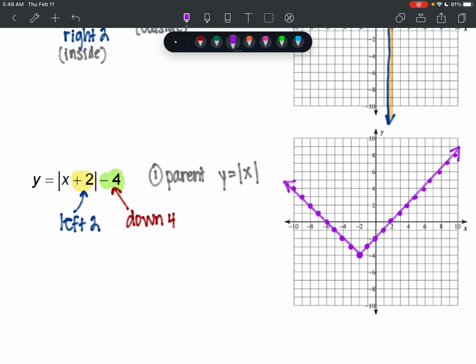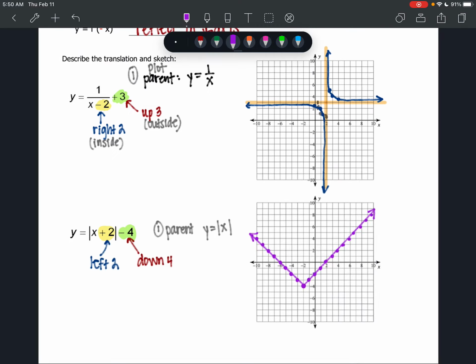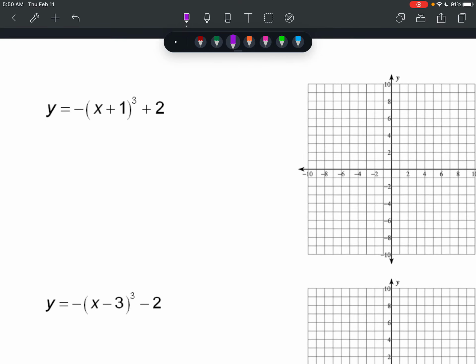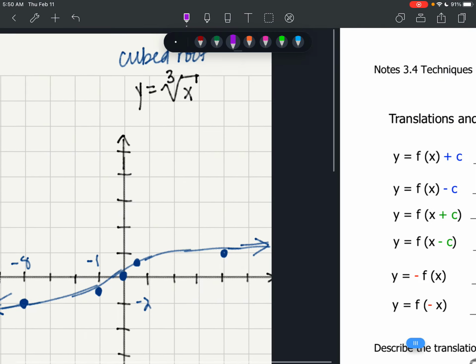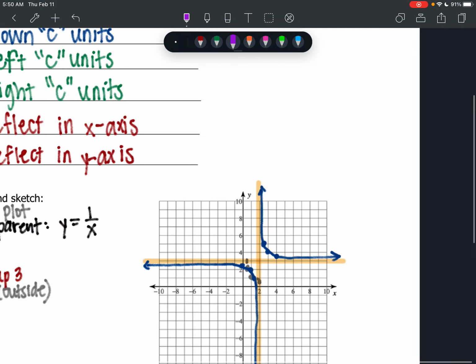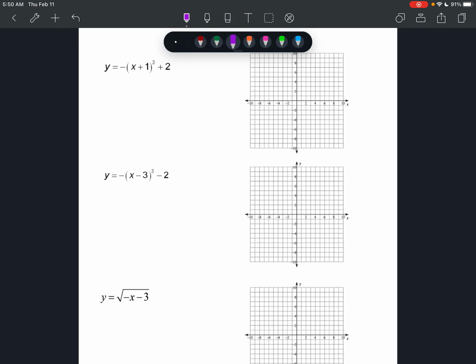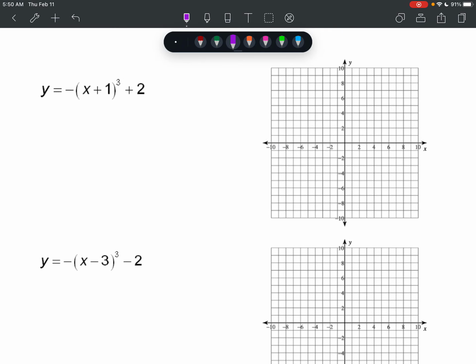And those are a couple of examples of some easy translations. So let's go to the next one. You could probably, if you know your parent functions, try this next one. If you need some help, just press pause. But if you feel comfortable enough, it does have this little pesky negative on the outside, so I am going to explain it.